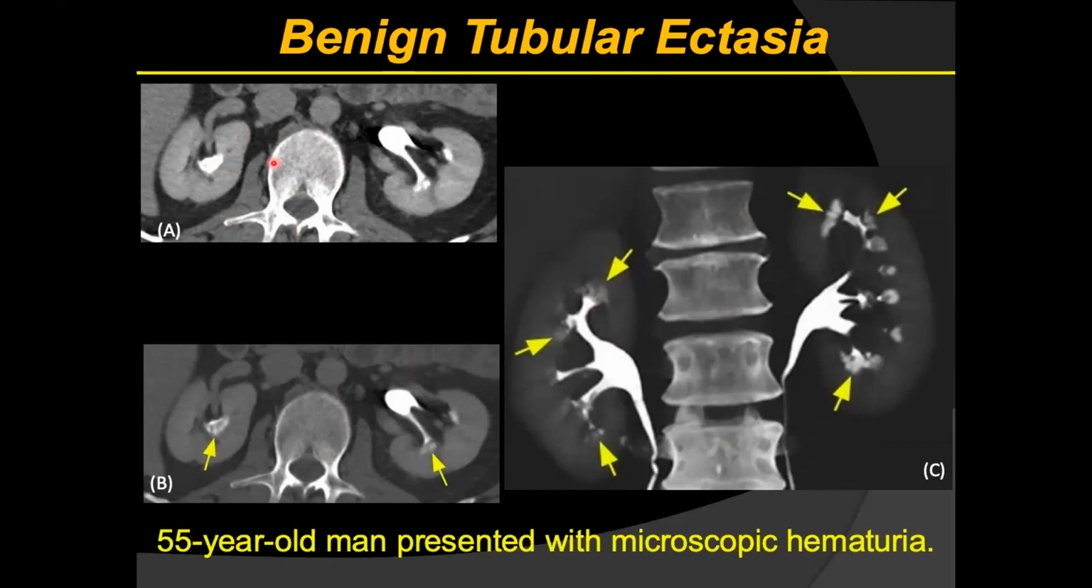In the soft tissue window, you cannot appreciate the paintbrush-like collection of contrast, whereas in the wide window and the MIP images, you can clearly see that there are linear paintbrush-like collections of contrast in the dilated collecting ducts. Okay.